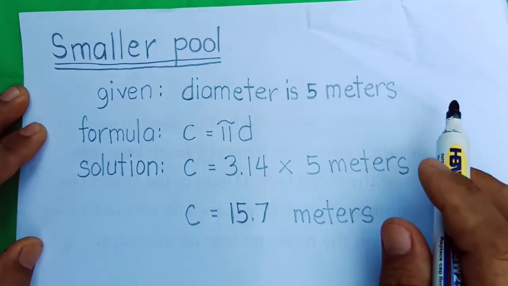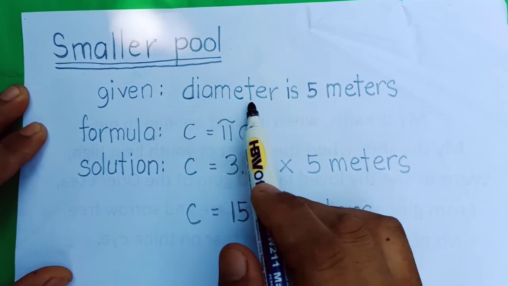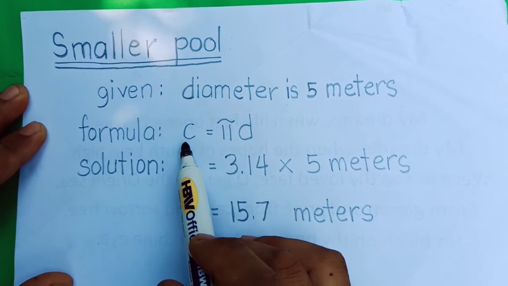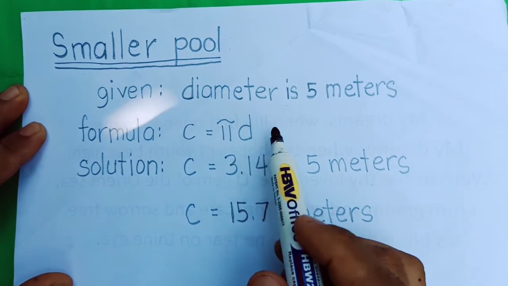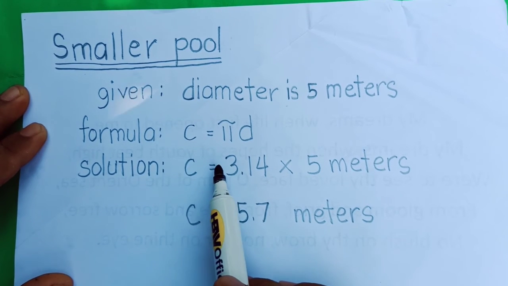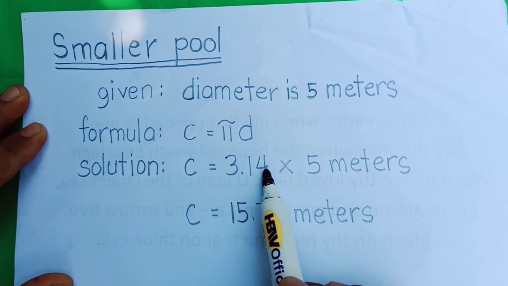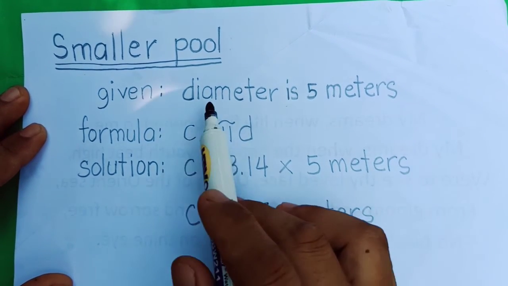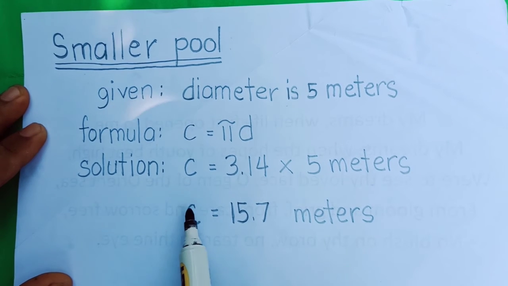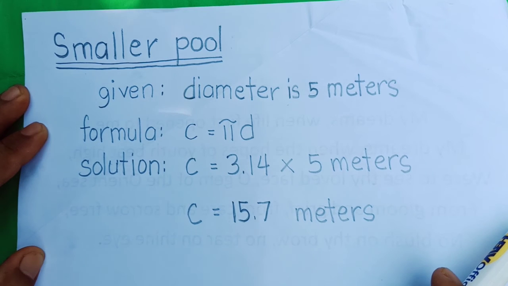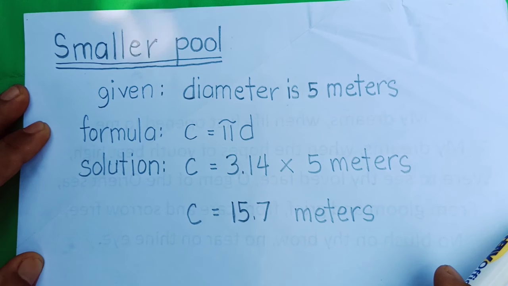In the smaller pool, the given diameter is 5 meters. We will use the formula C equals pi d. Then the solution. C equals 3.14, the value of pi, times 5 meters, the diameter of the smaller pool. So we get C equals 15.7 meters. It means in the smaller pool, the circumference is 15.7 meters.